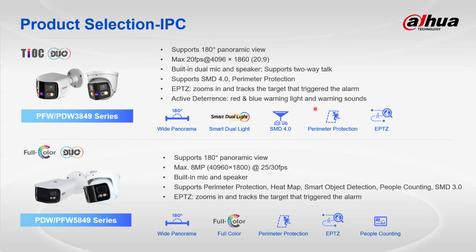On this TLC Duo, we have two types. You have the eyeballs, and then again, we have the bullets. So this is a wide angle product. It supports the following functions: wide panoramic image of up to 180 degrees, support for smart dual lighting function, support for SMD 4.0, that is having a better accuracy detection rate, and then again support for perimeter protection. And since it's a wide angle camera, it supports what you call the EPTZ function for better auto tracking of events.